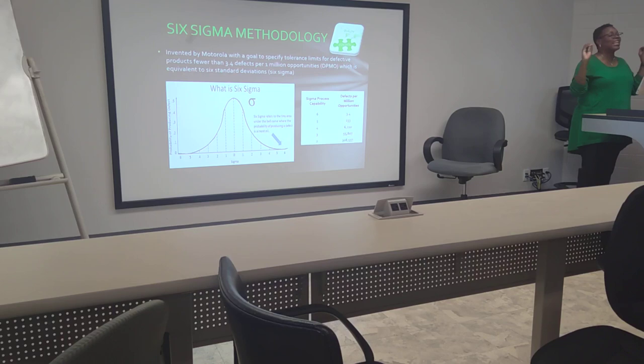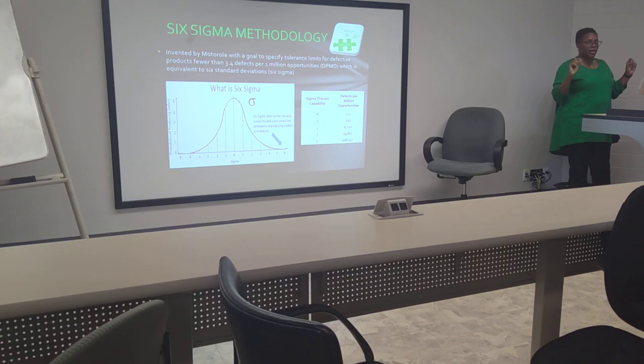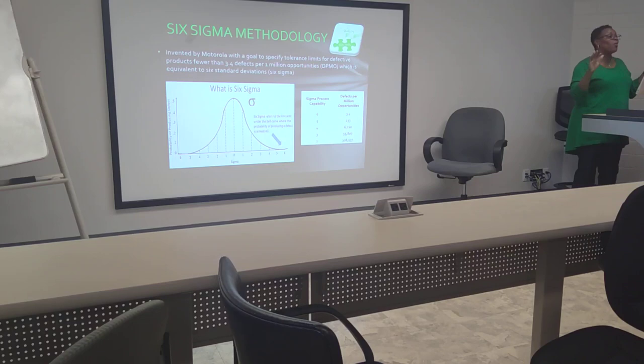And so if you look at this bell-shaped curve, you'll see that Six Sigma refers to the very tiny area under the bell curve where there's a possibility of producing a defect, and it's almost nil, okay? So when you get to the Six Sigma of an issue at your institution, that means you have eliminated most waste and that you are doing so well that you don't have to necessarily worry about having an issue or a problem or coming up with an error.